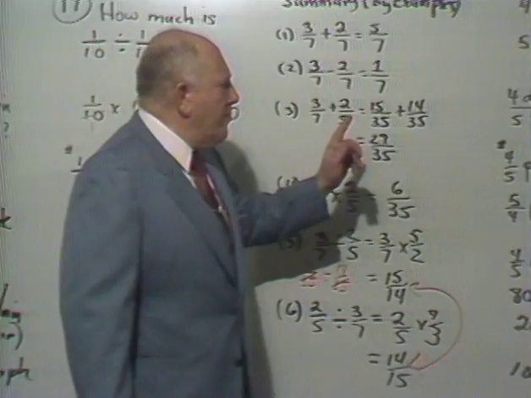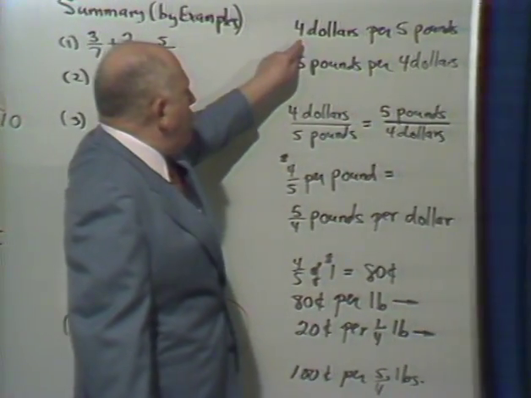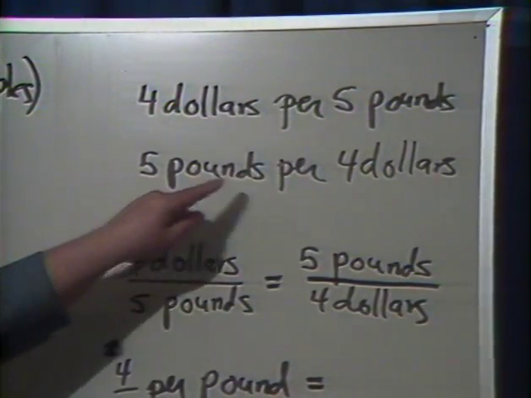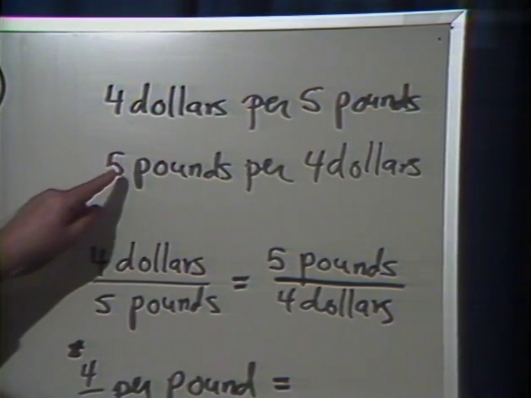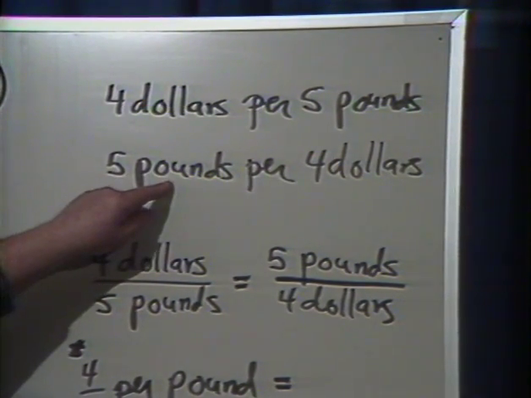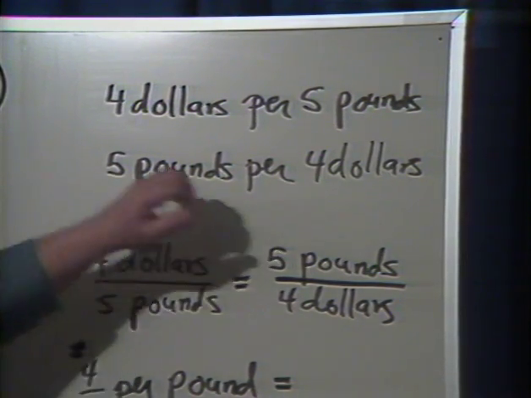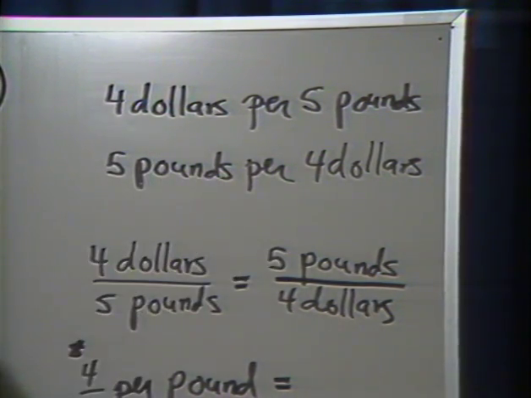See, let me show you this in terms of an example. Suppose you spend $4 per 5 pounds. That's obviously the same as 5 pounds per $4. You see, as long as the adjective and the noun are together, do you see it doesn't make any difference which way we write this? Both of these say what? You're getting 5 pounds and you're paying $4.